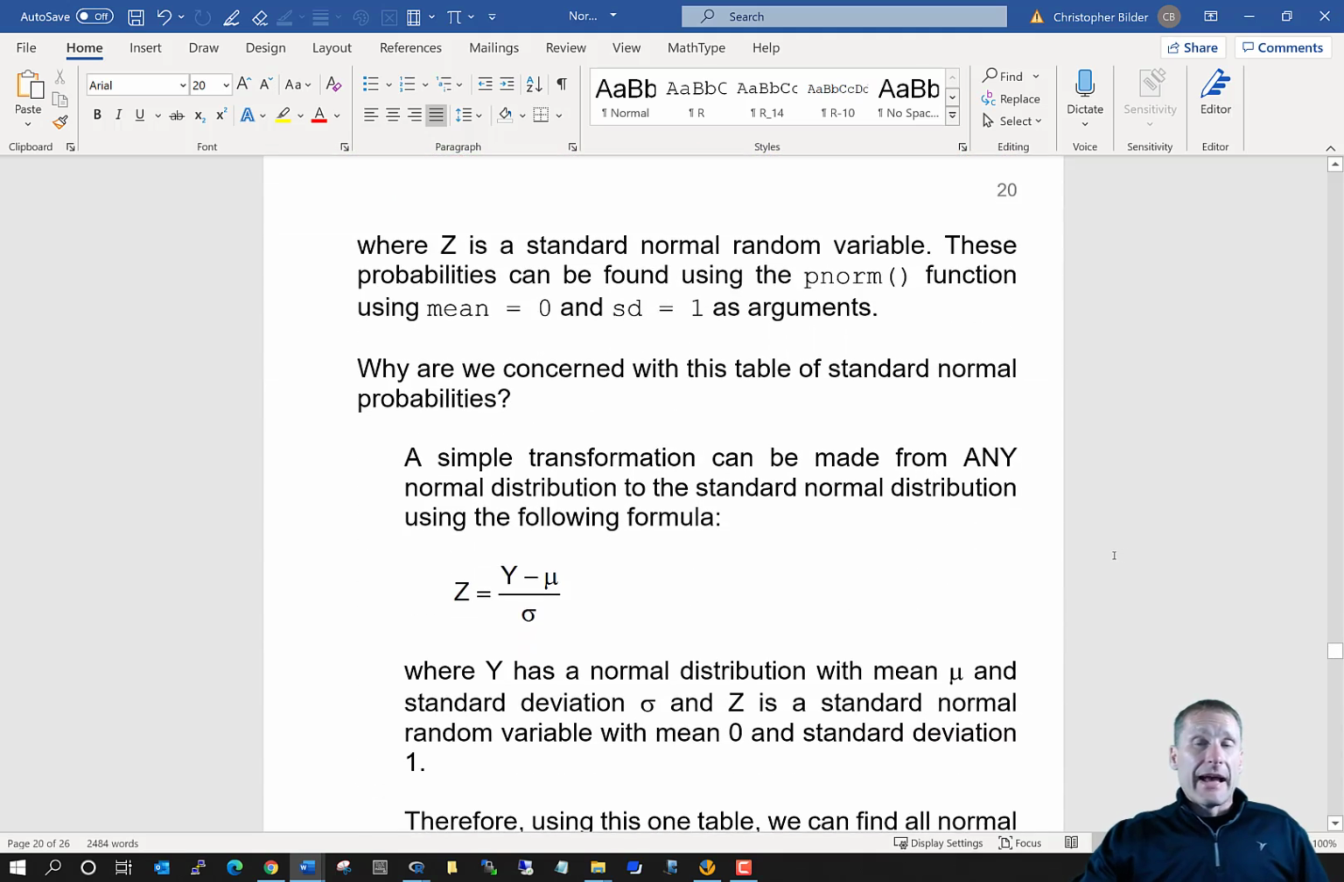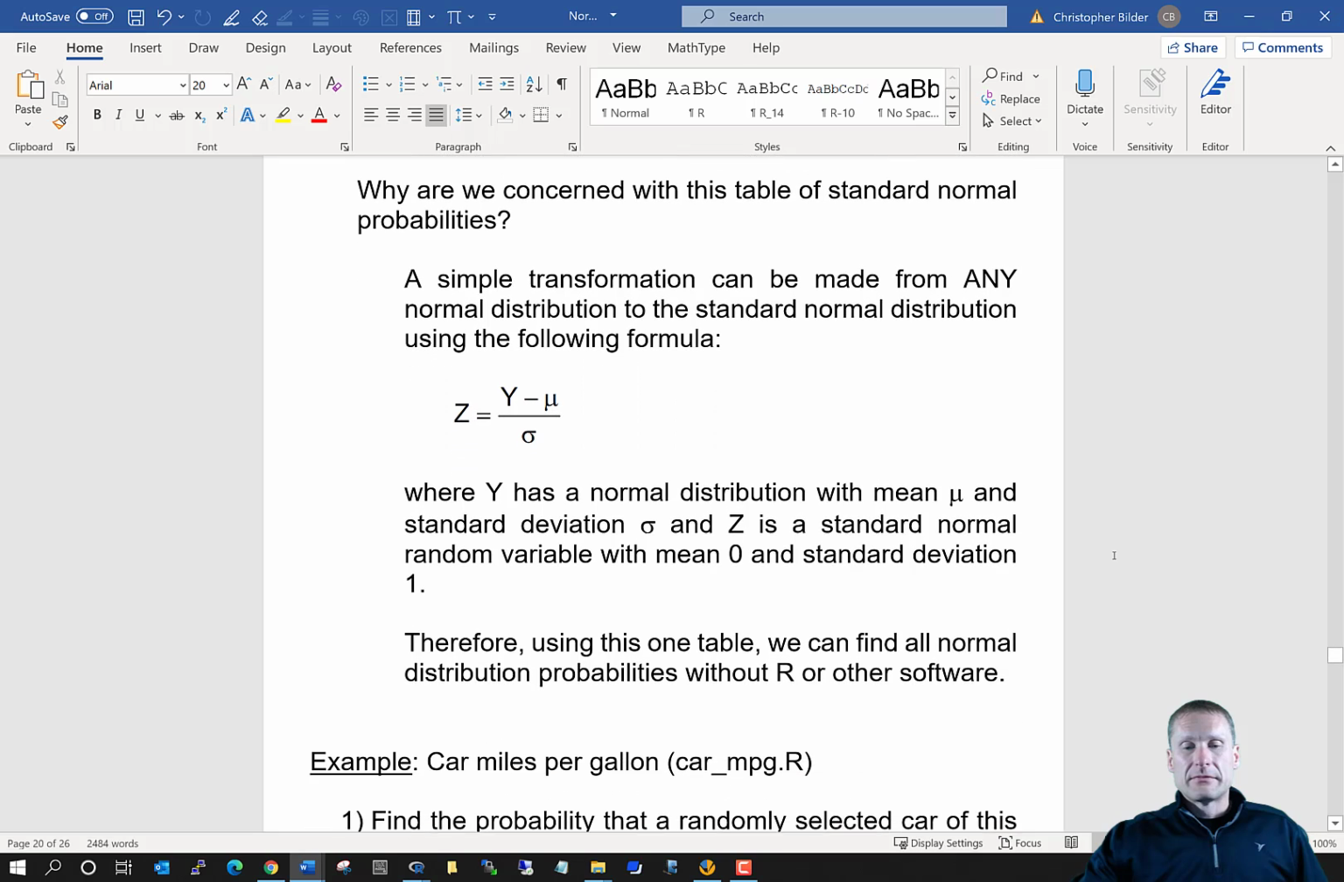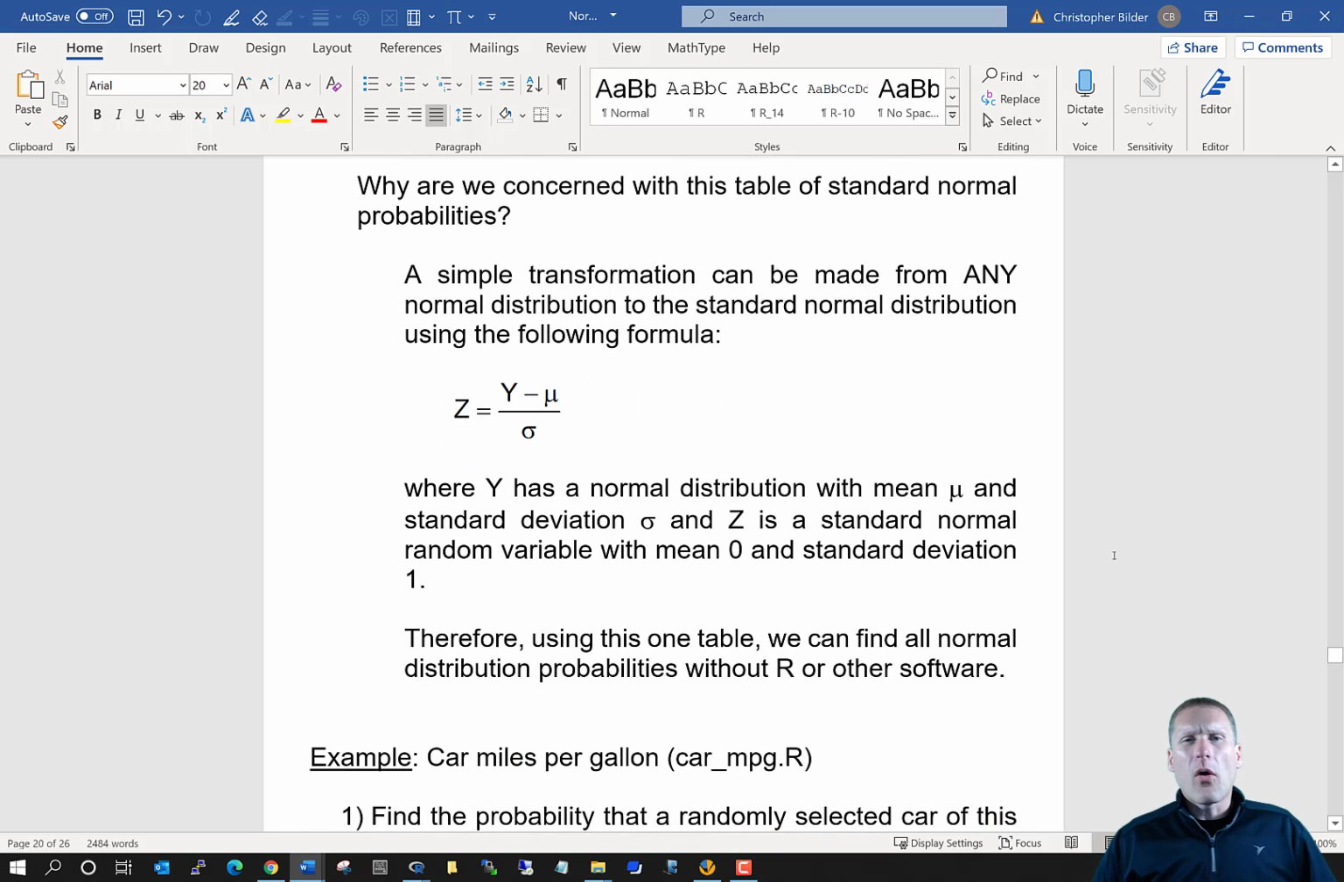Now, of course, we could just simply use the pnorm function using the mean equals 0 and SD equal 1 arguments. Note that that is actually the default values for this particular function. So why could we just use a standard normal probability distribution? Suppose we have a mean that's different than 0 or a standard deviation that's different from 1. How is that table going to help?